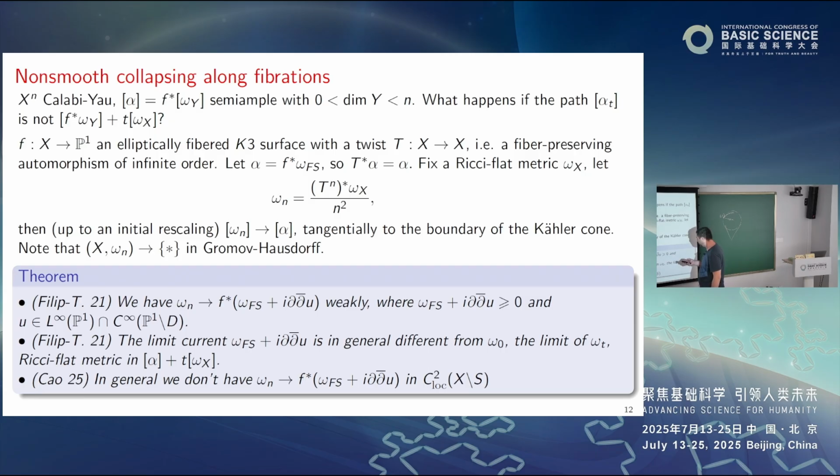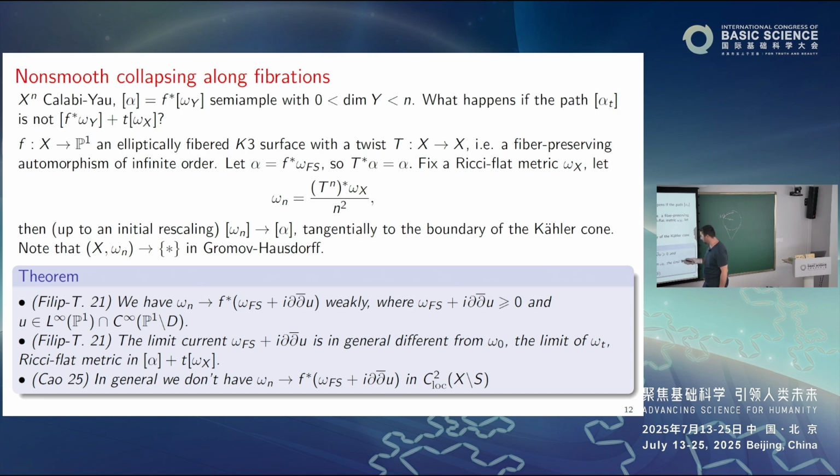It's pretty obvious that the Gromov-Hausdorff limit is just going to be a point because these are just isometries, this T to the n. So these Kähler metrics are all isometric to each other. And then you just scale by something that goes to infinity. So it's just a scaling to a point. So Gromov-Hausdorff, you get a point.